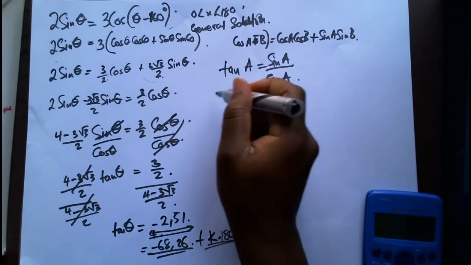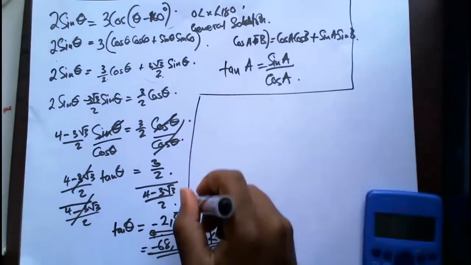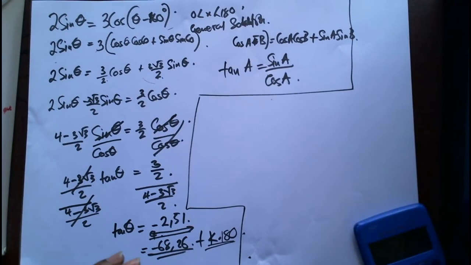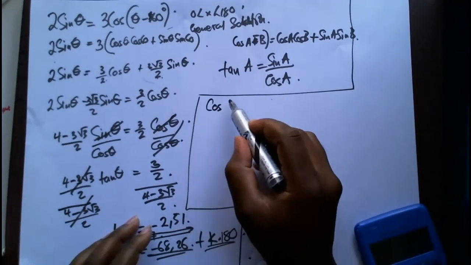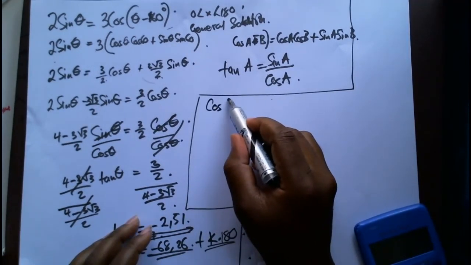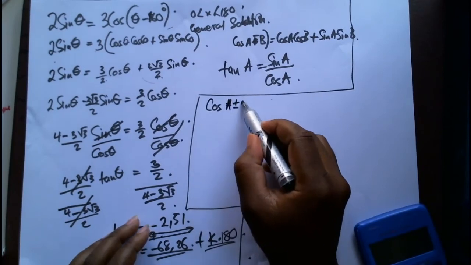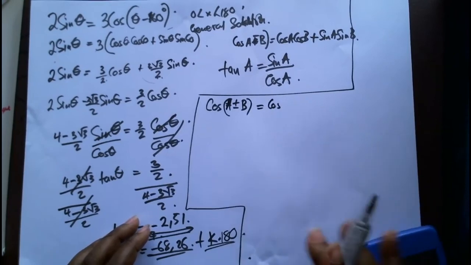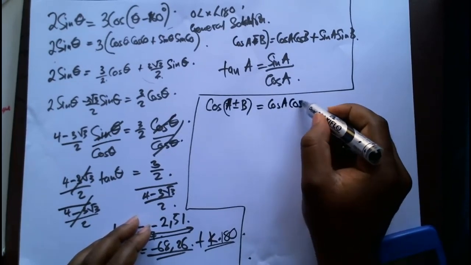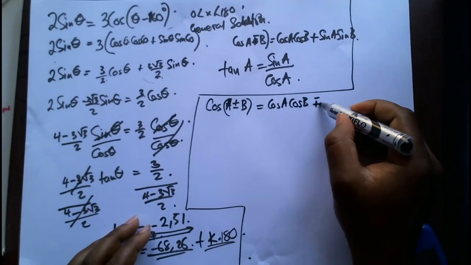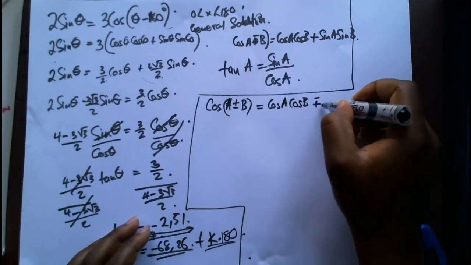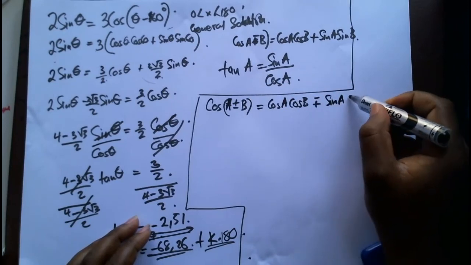That is one of the questions that we have done. So it's basically knowing your identities. Do not forget your identities. I'm going to quickly write them down. We have cos of A plus or minus B is equal to cos A cos B minus or plus sine A sine B. What is on top is on top, and if you take the bottom side, you take the bottom side.